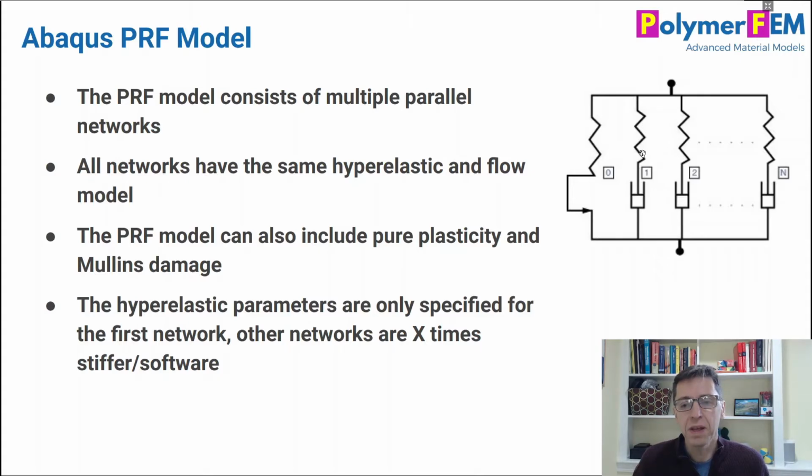It's interesting though that when you specify the hyperelastic network, you only specify all the parameters for one of the networks, and the other networks are represented using a factor. It's like x times stiffer. For the next network, or the second one, is then some other factor times the first network. So it's a way to reduce the number of parameters that needs to be specified. But that, of course, can have a little bit of limitations in the predictive capability because of that constraint on the model framework.